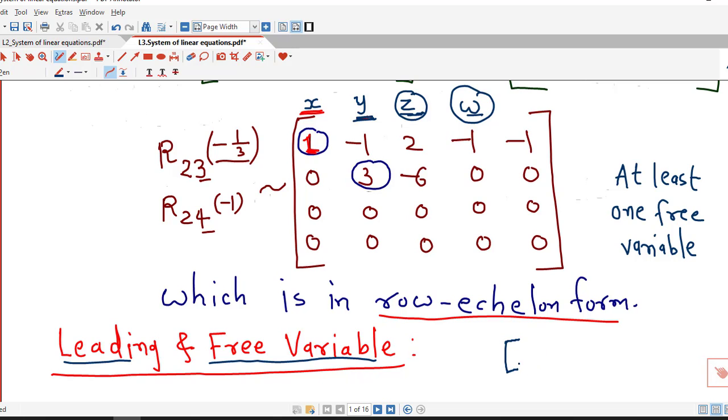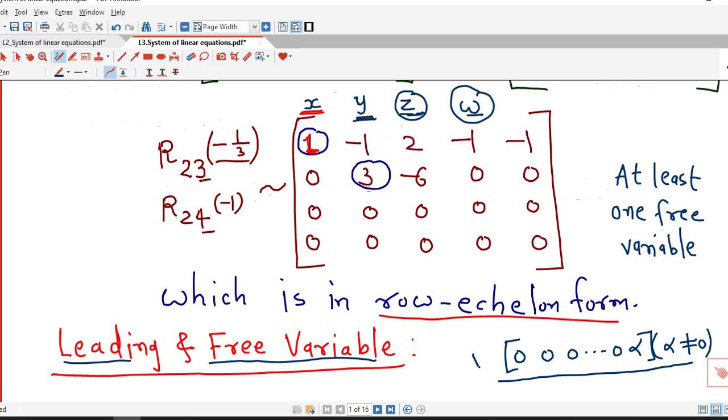And if we obtain this type of row, where all the entries are 0 and the last entry is non-zero, then the system has no solution. So if the system has no solution, we will have this type of row in the row echelon form of the augmented matrix. From that we can say that the system has no solution.